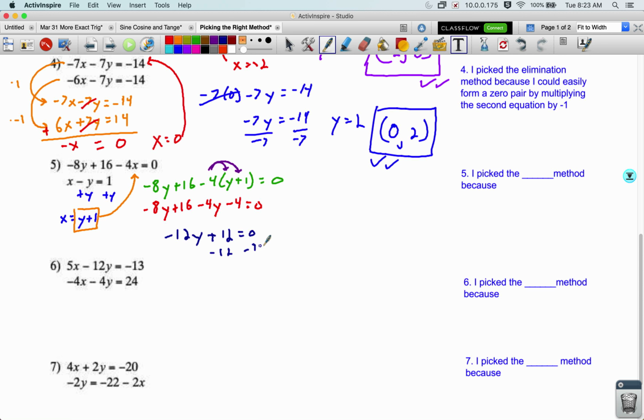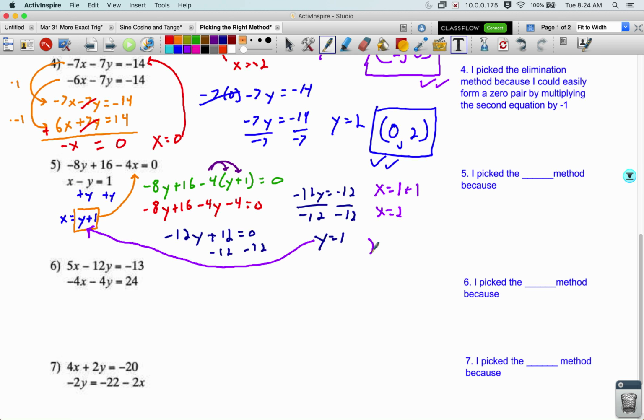Subtract 12, subtract 12. -12y equals -12. Divide by -12. Y equals 1. All right, gonna go plug that back in. The easiest place to plug that back in is this manipulated equation here because it's already solving for x. And we just get x equals 1 plus 1, x equals 2. Ordered pair 2 comma 1.